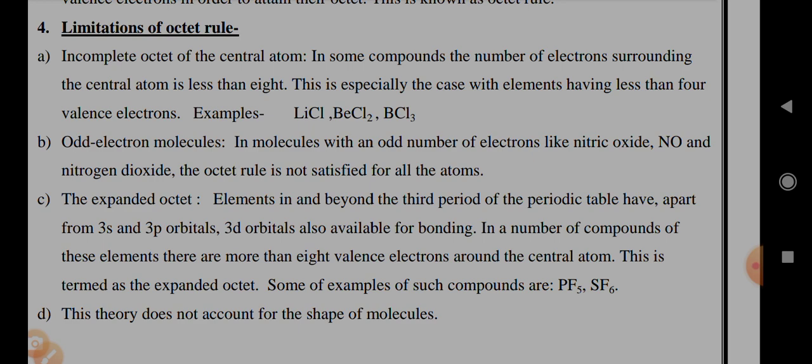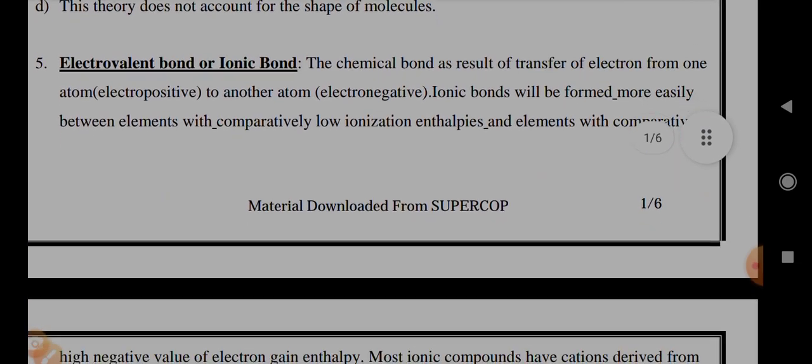Expanded octet. Elements in and beyond the third period of the periodic table have, apart from 3s and 3p orbitals, 3d orbitals also available for bonding. In a number of compounds of these elements, there are more than 8 valence electrons around the central atom. This is termed as expanded octet. Some examples of such compounds are PF5 and SF6. This theory doesn't account for the shape of molecules.